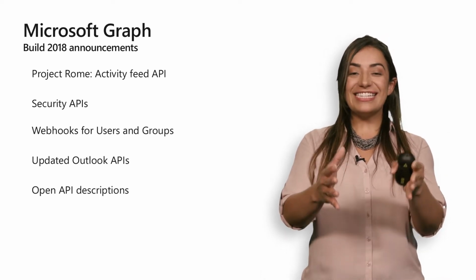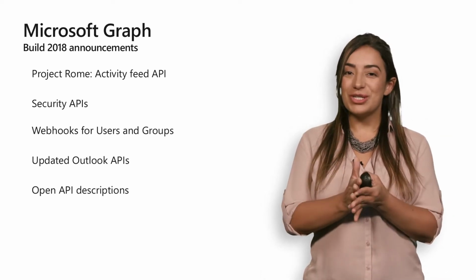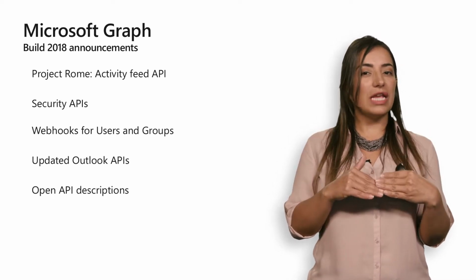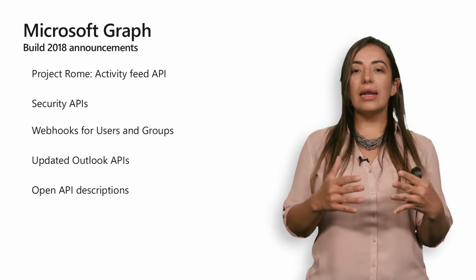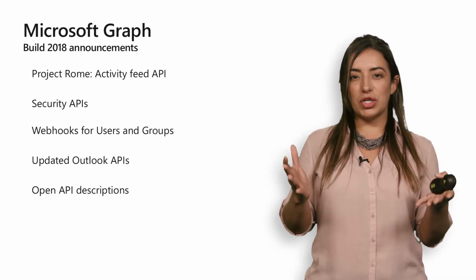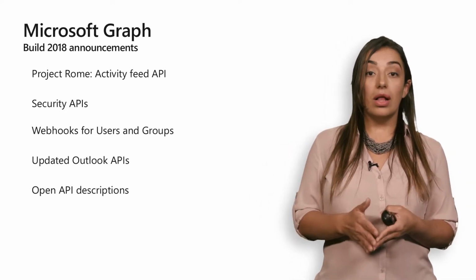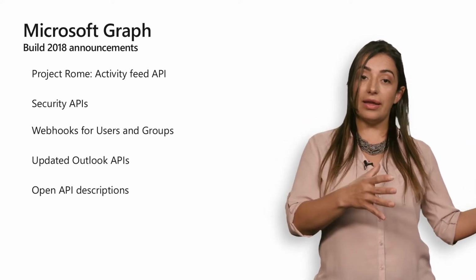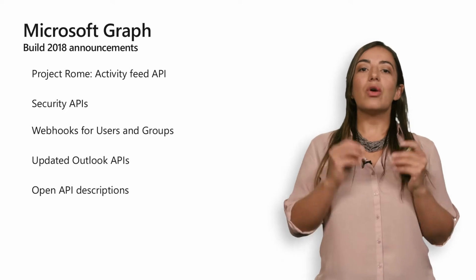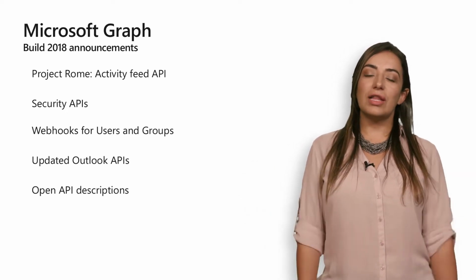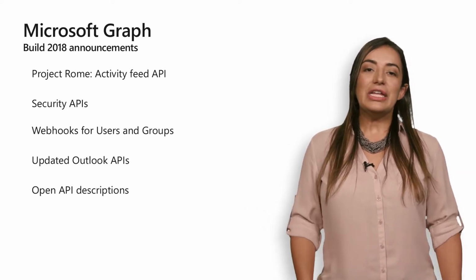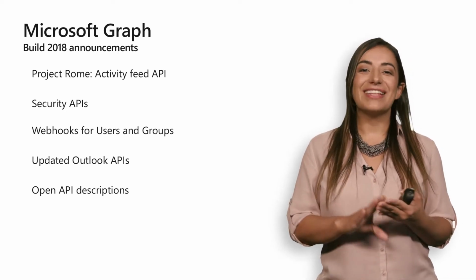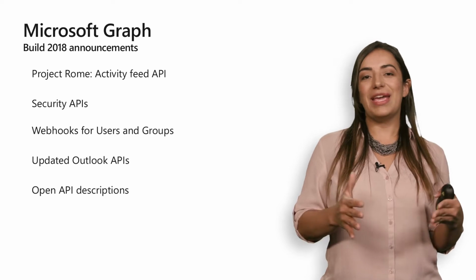One of my favorites is the new OpenAPI descriptions for the Microsoft Graph. You might know this from their previous name, Swagger, which is a widely adopted REST API description and documentation format. Well, Swagger descriptions have a new name, which is OpenAPI. The current version is v3, and we're making OpenAPI descriptions available for all Microsoft Graph. Today, you'll find them on our GitHub repo, and pretty soon we'll make them available as part of the API endpoint.